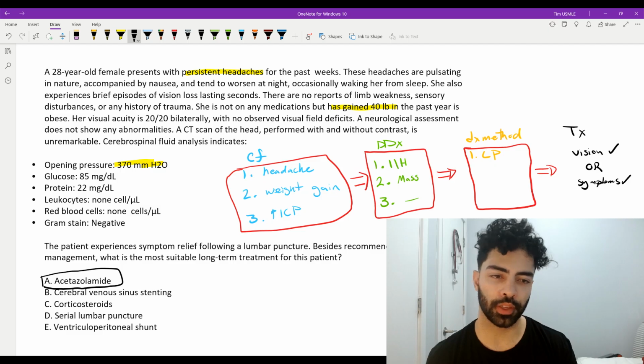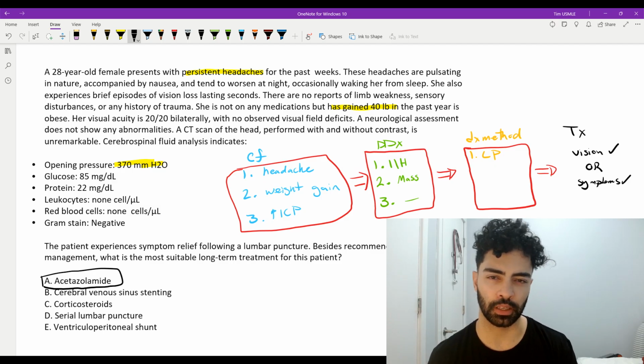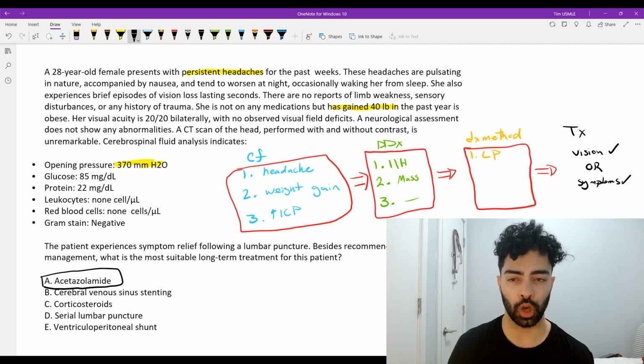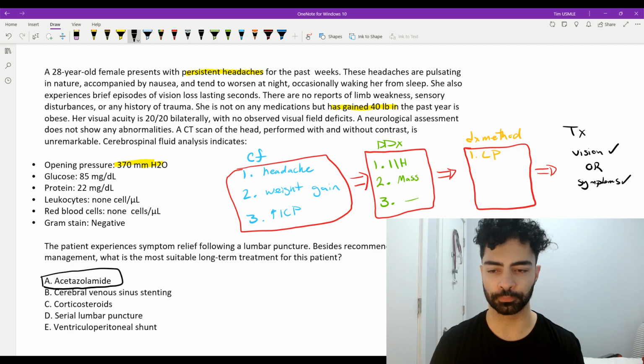The important thing to keep in mind in these questions, I think the easiest thing to forget, is that you're going to get a question like this. Somewhere along the history, they're going to include that the patient was started on a medication. And if you're not cautious that this is commonly caused by medications, you might not spot that, and you might treat her with acetazolamide or whatever. But the important thing in that case would be to immediately stop that medication.